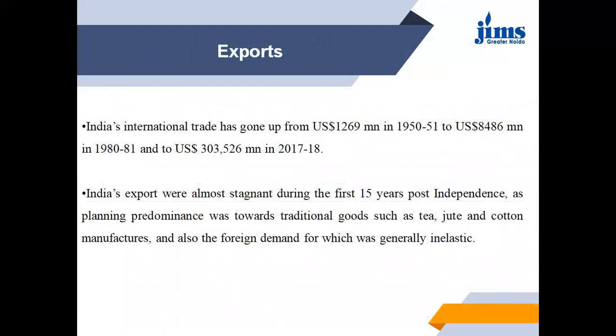Now we look at the exports. India's international trade has gone up from 1,269 million US dollars in 1950 to 8,486 million dollars in 1980-81, and 3,03,526 million in 2017-18. India's exports were almost stagnant during the first 15 years after independence, as planning emphasis was towards traditional goods such as tea, jute, and cotton manufactures, and foreign trade was generally inelastic.